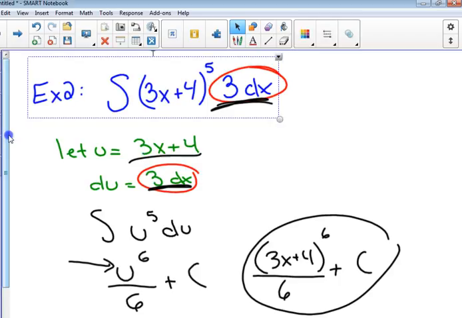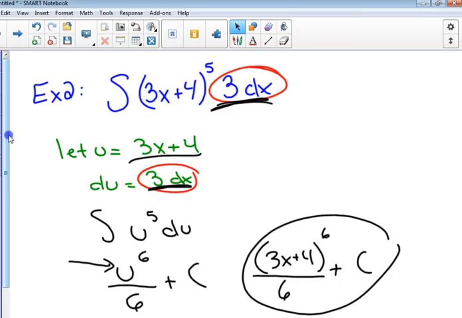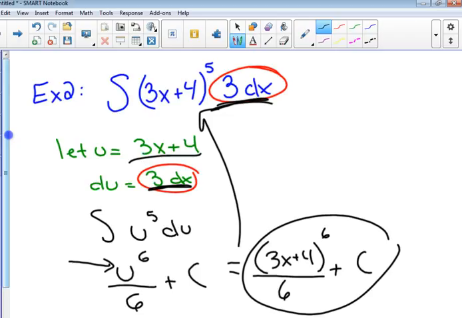But do you see how du equals 3 dx? Yep. What does 3x plus 4 to the 6 over 6 plus c equal? That's what it equals when you integrate. After you actually do the integration process, this is just the answer of it.